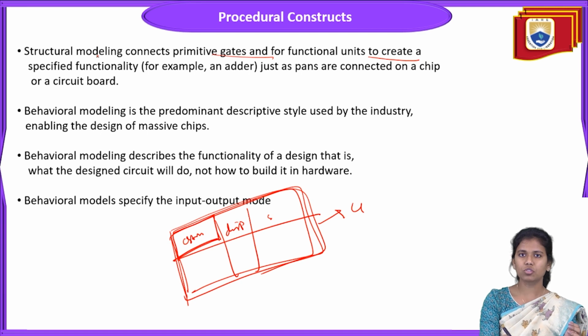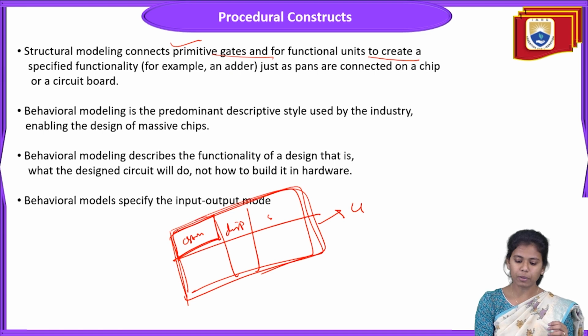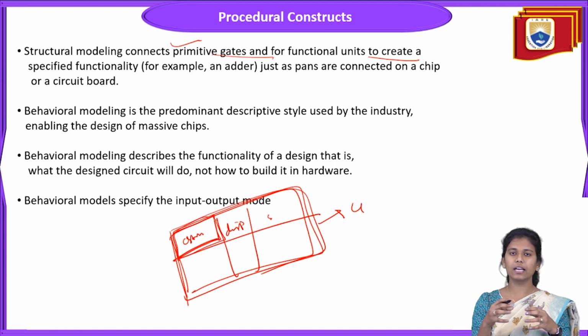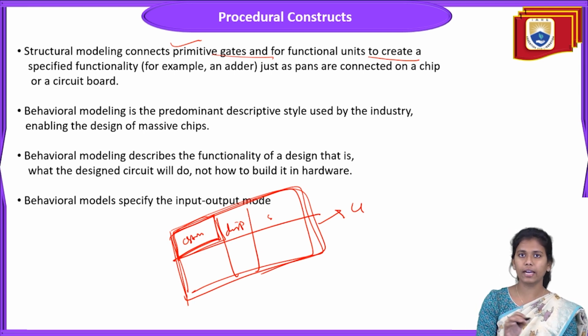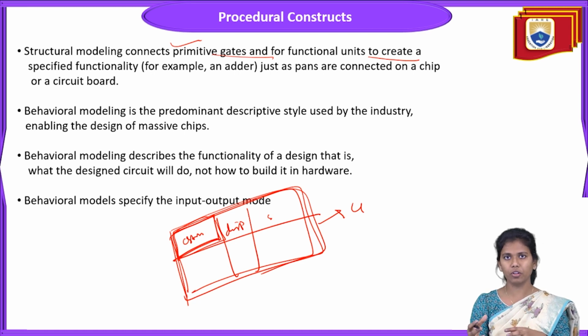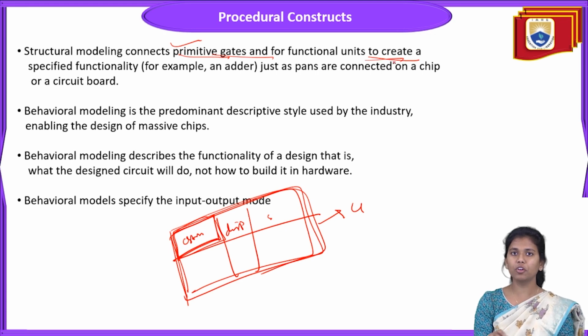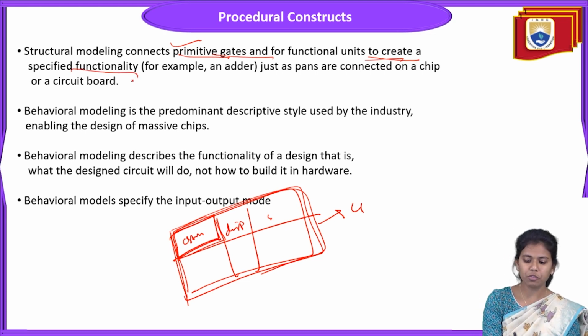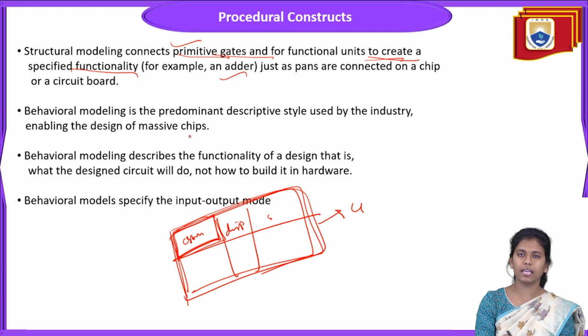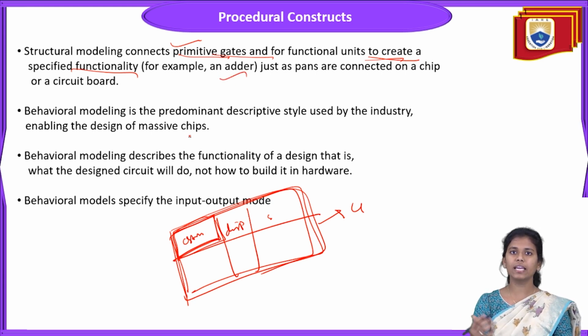So here structural modeling is talking about connecting the primitive gates. This particular module internally consists of many gates; it is designed with so many gates. In order to connect from one module to another, structural modeling connects the primitive gates for a functional unit in order to create a specified functionality. For example, here he has taken an adder. What does an adder do? It adds two bits and gives the sum and the carry bit as well.